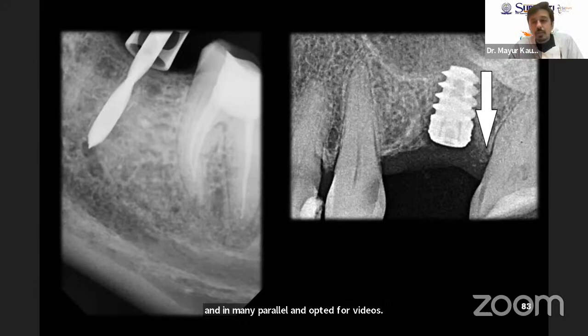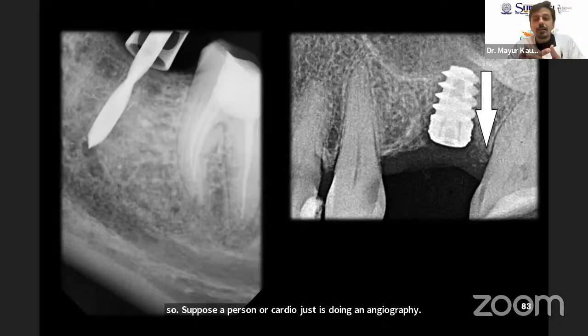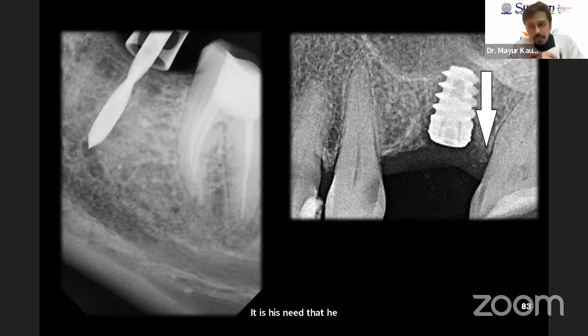So now we are obsessed with whichever imaging modality has come in the medical side, and we want to incorporate it blindly into our practice, irrespective of whether it is required or not, irrespective of whether it is economically feasible or not. So suppose a cardiologist is doing an angiography. It is his need that he needs that real-time imaging. Many a times we don't require that imaging. Our clinical experience, surgical experience can actually substitute for this.